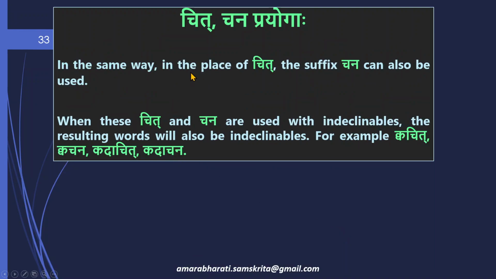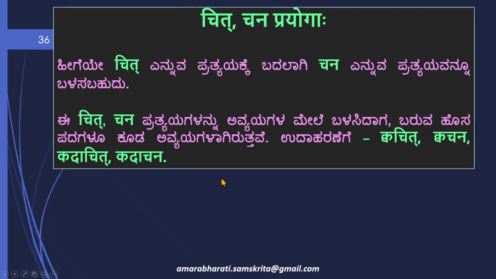In the same way, in the place of chit, chana can also be used. These words chit and chana, when they are used with indeclinables, the resulting words will also be avyaya, indeclinable. For example, kvachit, kvachana, kadachit, kadachana, like that. We go further.